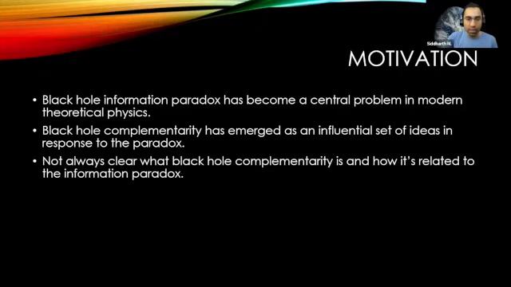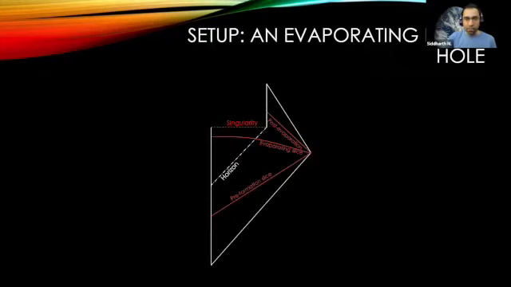But before we get to black hole complementarity, we need to talk a little bit about the black hole information paradox. The setup is an evaporating black hole. So what you see is the Penrose diagram for an evaporating black hole with three typical Cauchy slices delineated for you. There's a slice before the formation of the black hole, one slice during the evaporation of the black hole, and one slice after evaporation.